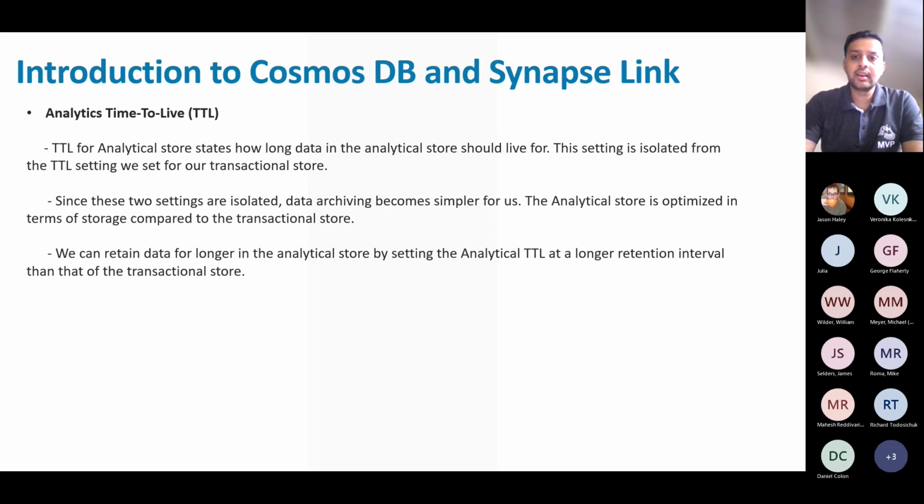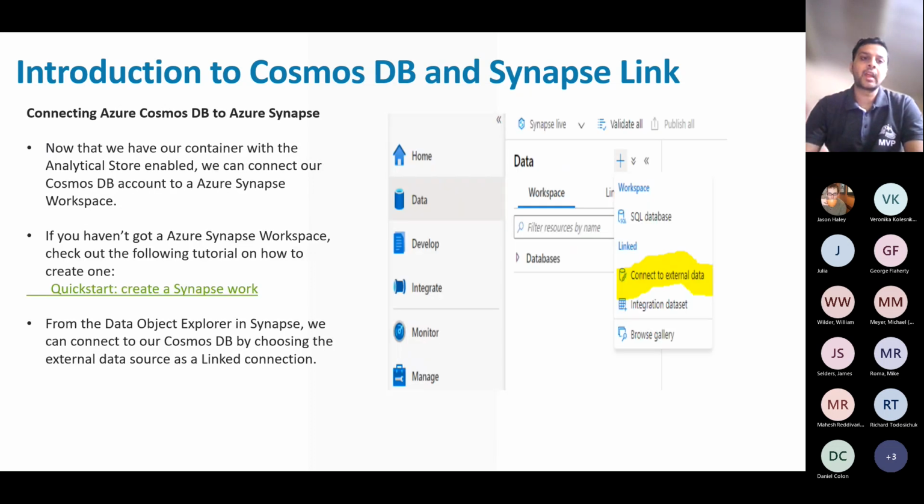So analytical store is optimized in terms of storage compared to the transactional store. Apart from this, we can also retain the data for a longer period of time by setting this feature. If we have a need where the same data is being used by multiple consumers or multiple downstream applications, then we can enable this feature for a longer period of time. So every time there is a read, we do not have to go to Cosmos DB and fetch the data. It is kind of a caching mechanism.